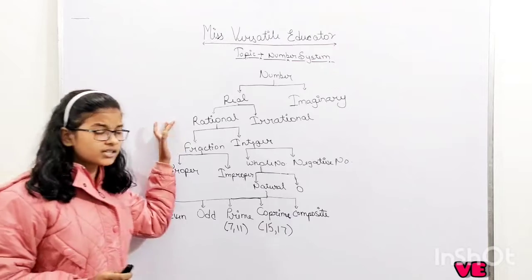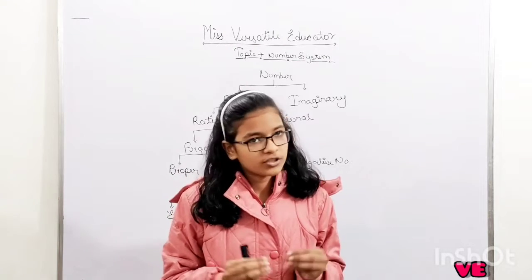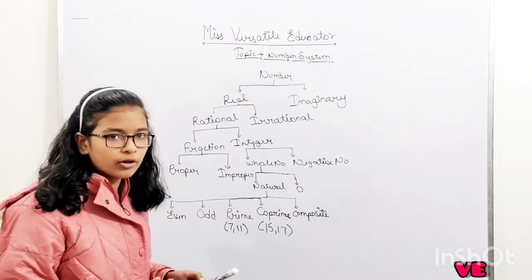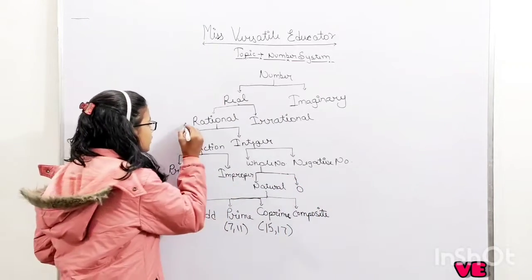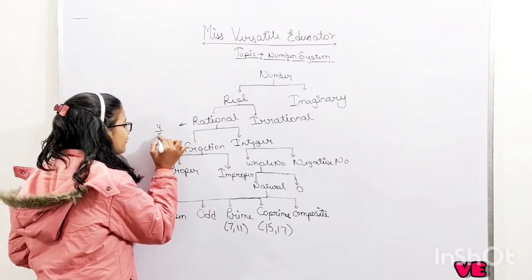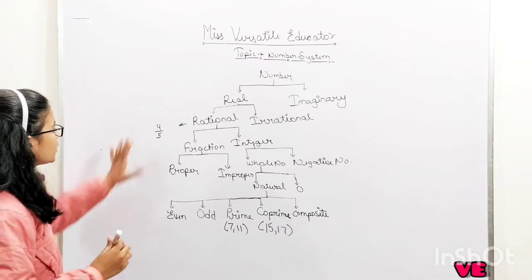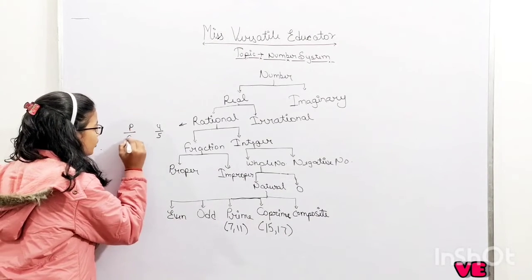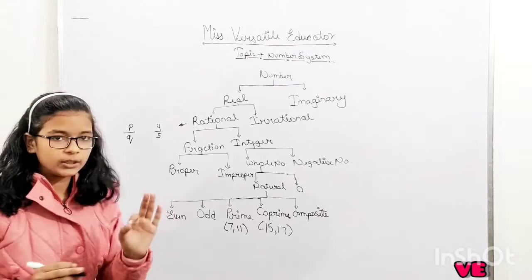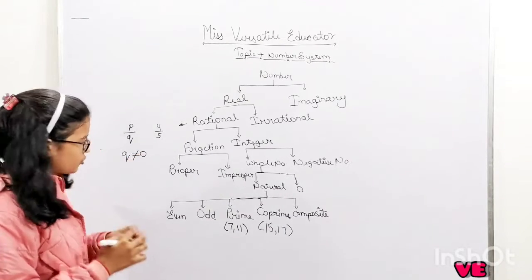Rational numbers are the numbers which are written in the form of p by q, where q is not equal to 0 and p and q both are integers. We will be learning about integers, but firstly we will look at an example of a rational number. Like we can write 4 by 5, where it is p upon q, and the condition is that q should not be equal to 0.